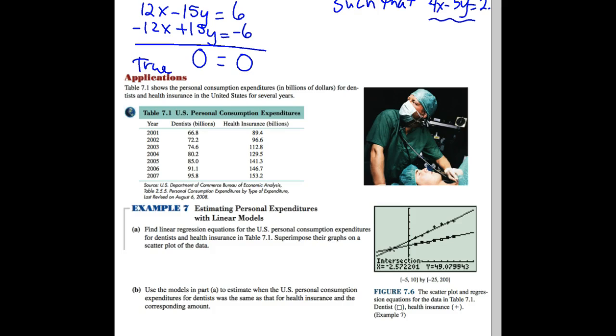And what I want you to do first of all is go under Stat and Edit. And if you have data in there from previous examples, I want you to clear it out. Okay, so remember how we do that. We go up to where it says L1, L2, L3. We hit the clear button and then arrow back down and it's gone.